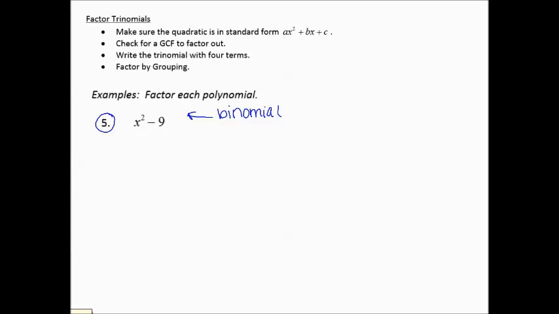Make sure the quadratic is in standard form. It is in standard form, but if we notice, there's no b term. So I can rewrite this to say x squared plus 0x minus 9. That's what that means. There's 0 in there, okay? 0x means 0, so I can write it in standard form. Check for GCF. I don't have a GCF. Write the trinomial in 4 terms. So that's where I'm going to use my x here.